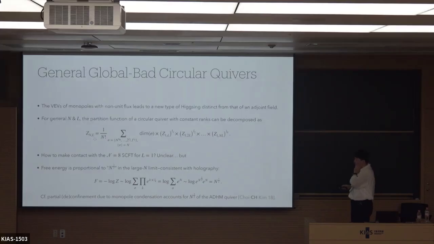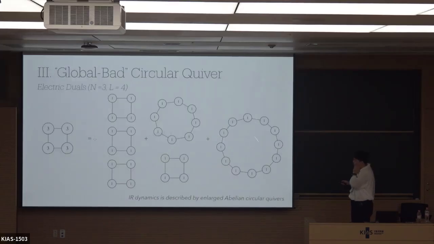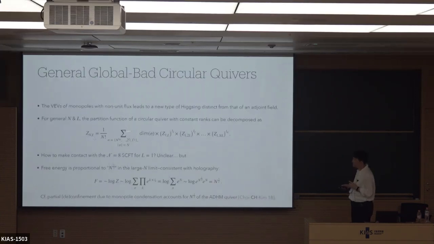Okay, and for general n, from this you can easily guess how to generalize to arbitrary n and L. It turns out this classification, in this case we have 3 cases, but in general the possible cases are classified by the Young diagram. Okay, that's another lesson.